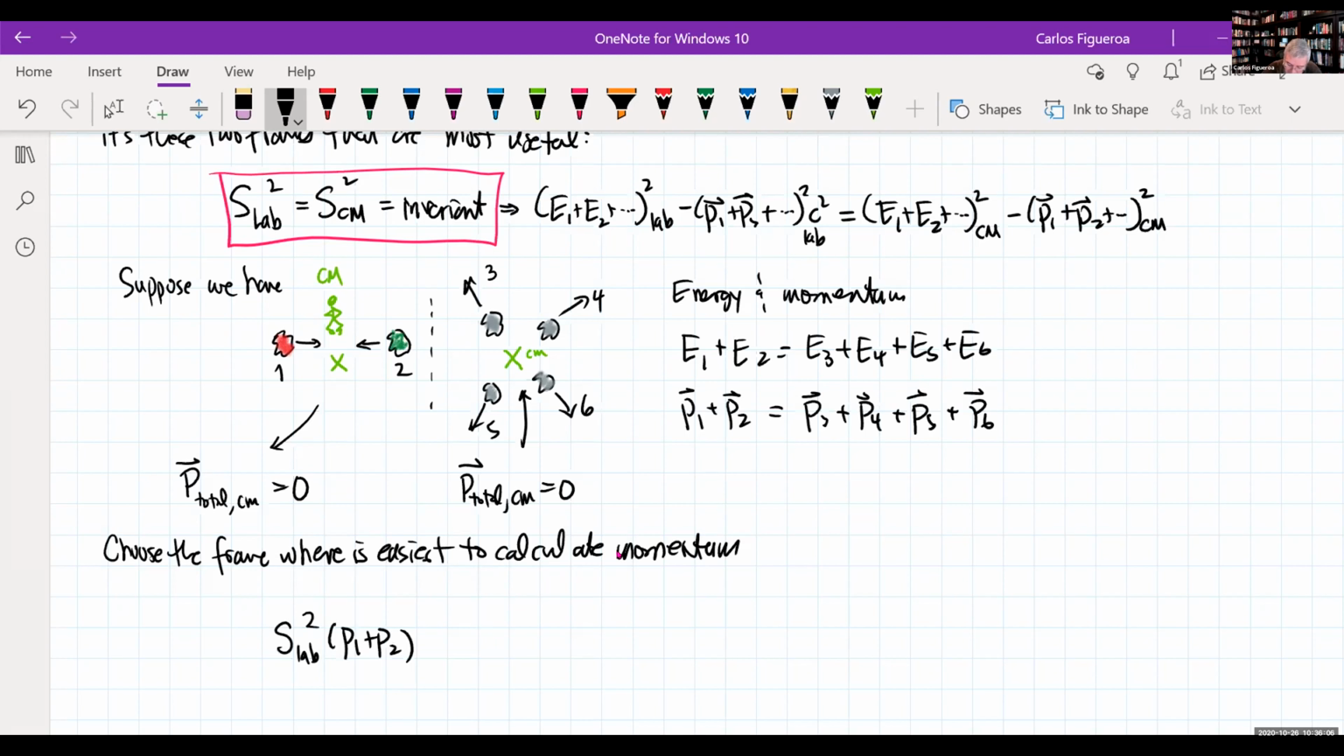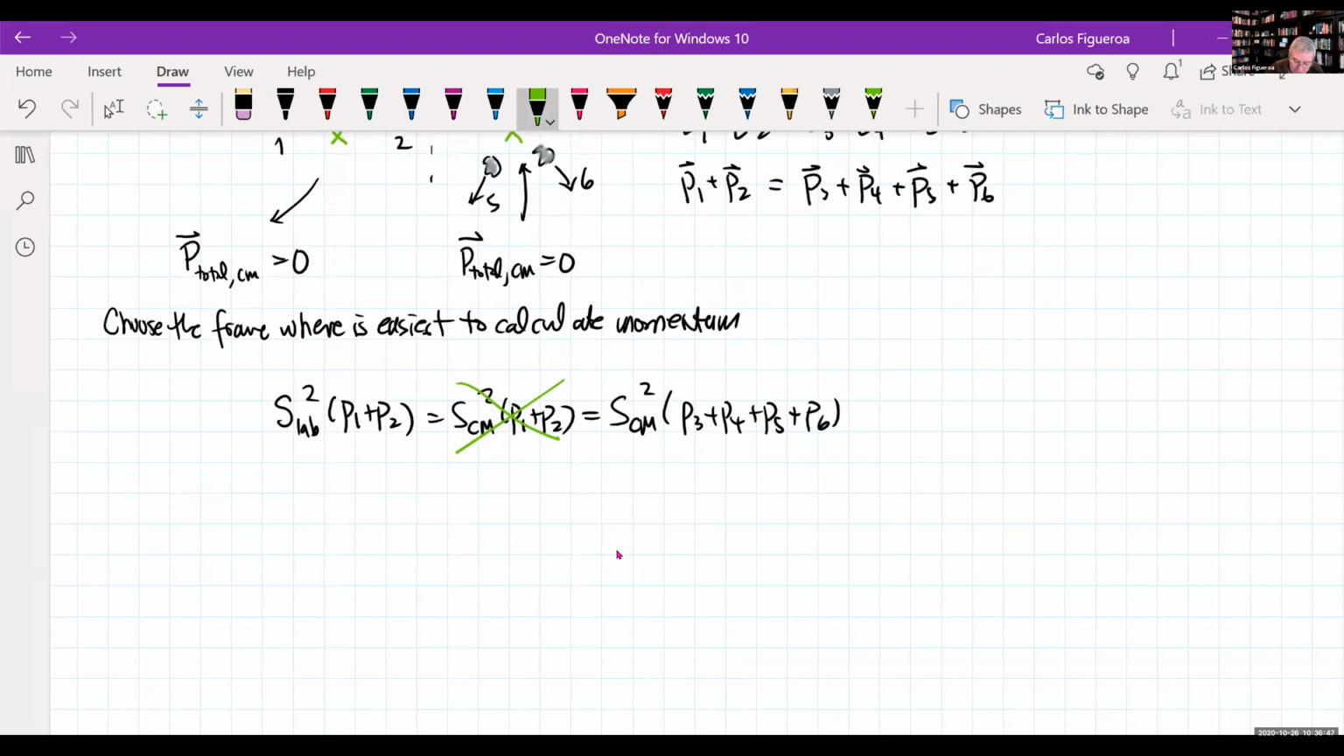But note, after the collision, because there are four particles, this is equal to P1 plus P2, but it's also equal to P3, P4, P5, P6. Why? Because energy and momentum must be conserved. So what do we do? We look at the center of mass location, which we do when it's more complicated. So when you do that, look what you write.